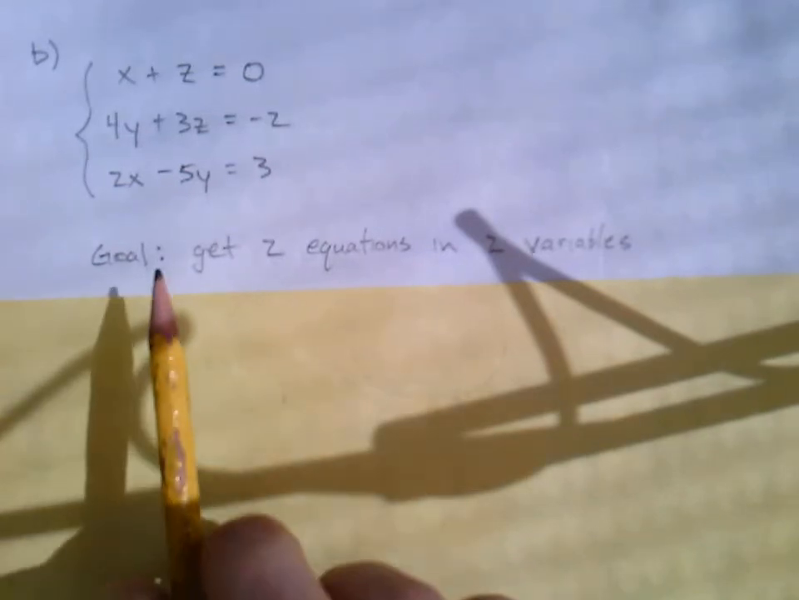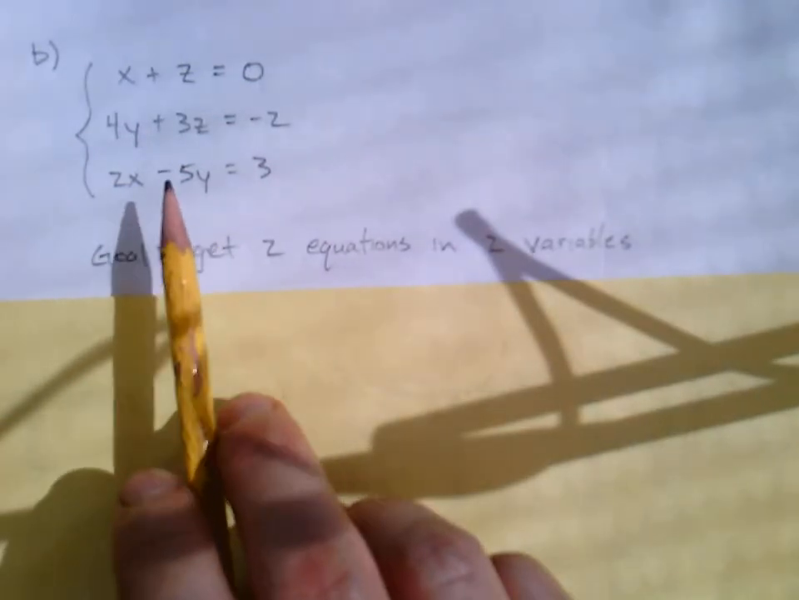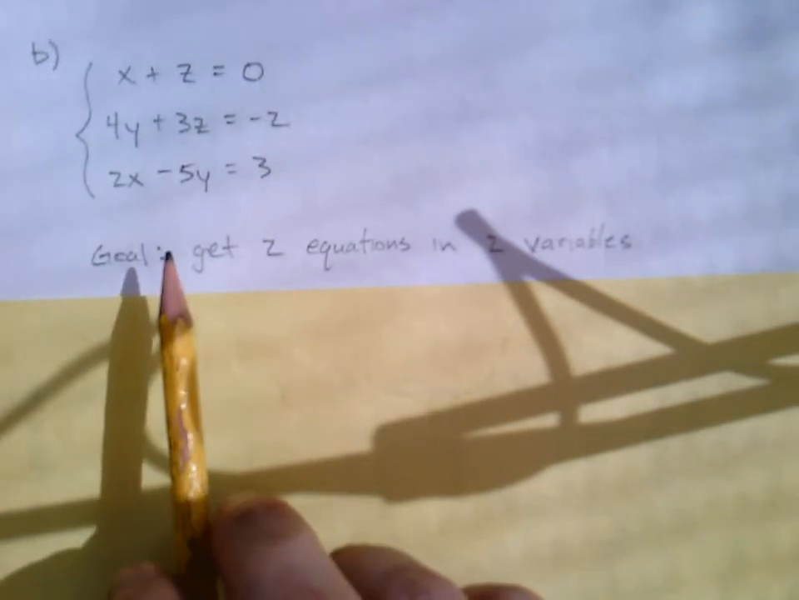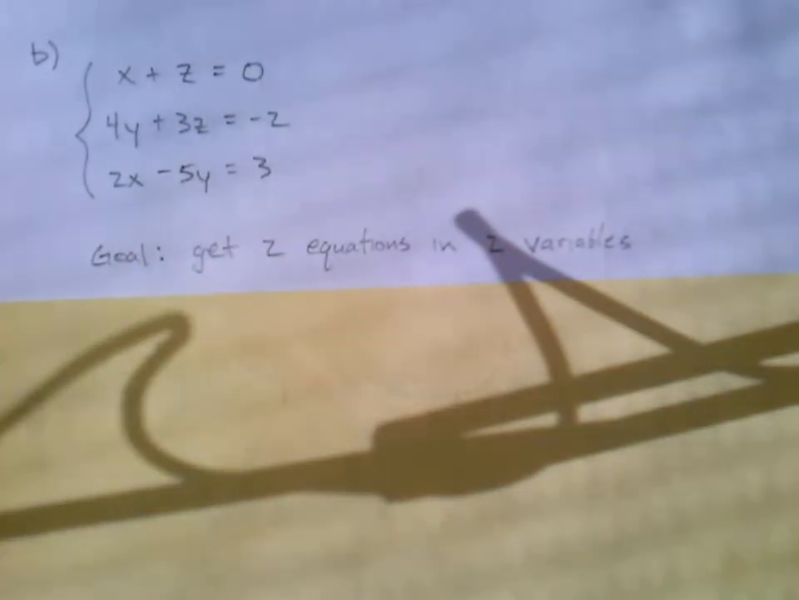Let me read them. x plus z equals 0. 4y plus 3z equals negative 2. 2x minus 5y equals 3. And you notice, okay, there are three equations. There are three variables, x, y, z. But each equation only has two of them. And we've got every different combination, right? x and z, y and z, x and y.